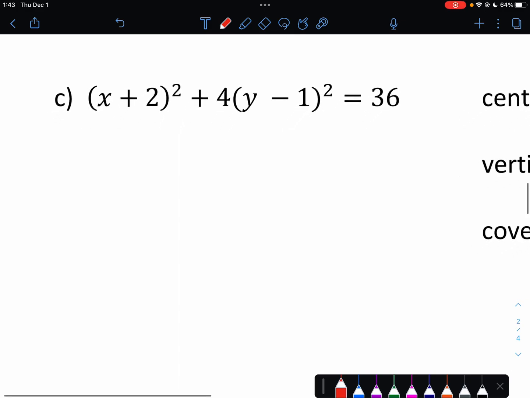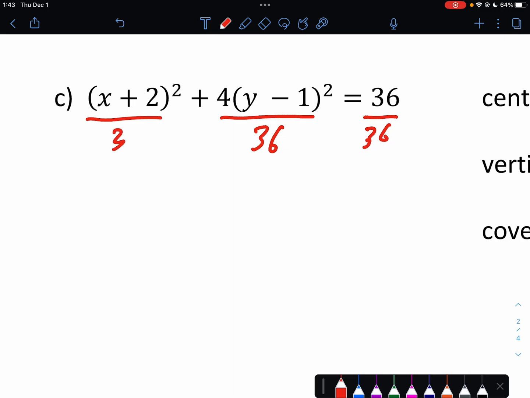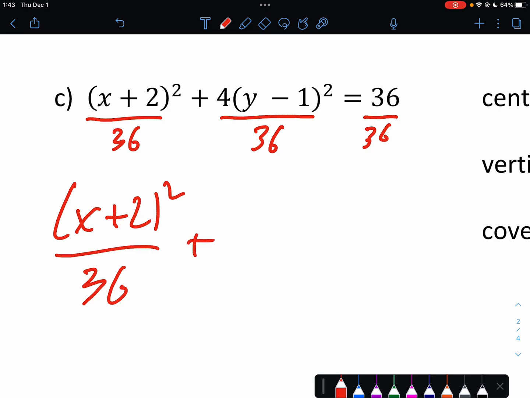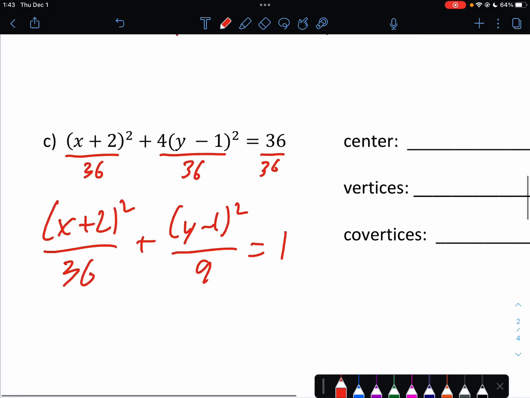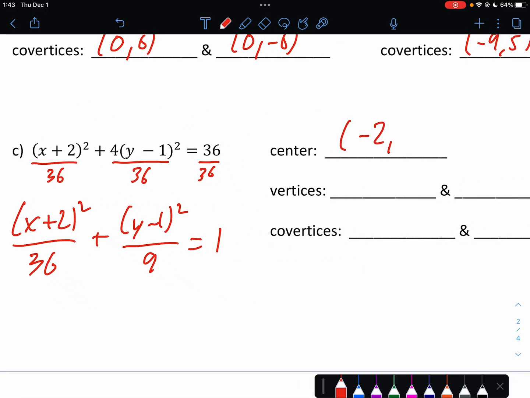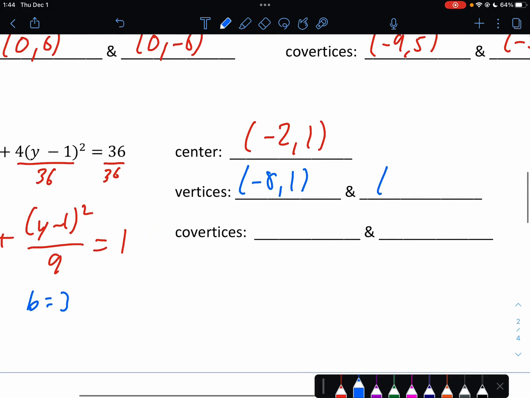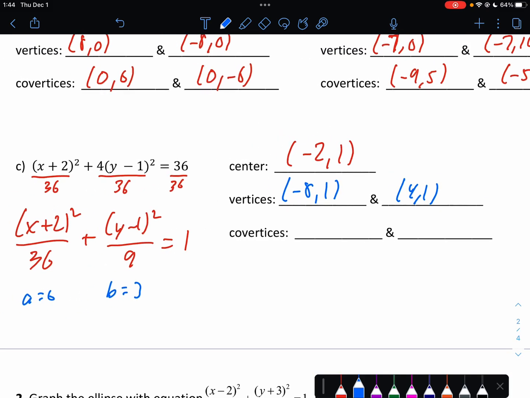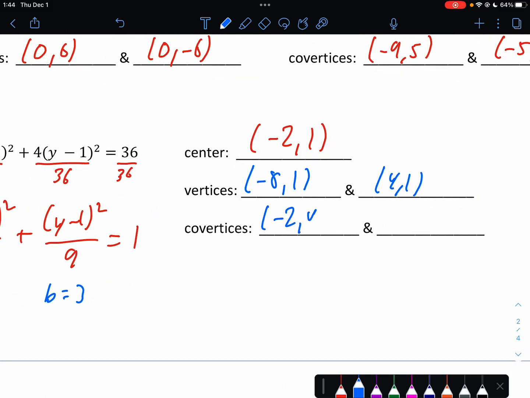What if it's not in standard form? No big deal. We'll just divide through by 36 and simplify. And now we can answer all the questions as needed. Our center is at negative 2, 1. A is 6, B is 3. So the vertices will move 6 left and right from the center. And the covertices are going to move 3 up and down from the center.